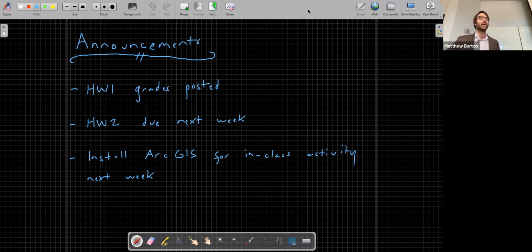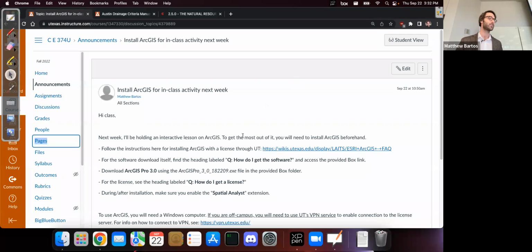And finally, I posted an announcement on this yesterday, but we will be doing an in-class exercise with ArcGIS next week. The installation procedure for ArcGIS can sometimes be somewhat painful, so I would recommend installing that as soon as possible. I've posted instructions for how to install ArcGIS in the announcements. Use this link here to access all the information you will need to get ArcGIS set up. I have specific bullet points here for the different aspects you'll need to be aware of when you are installing it. Yes, there's a question.